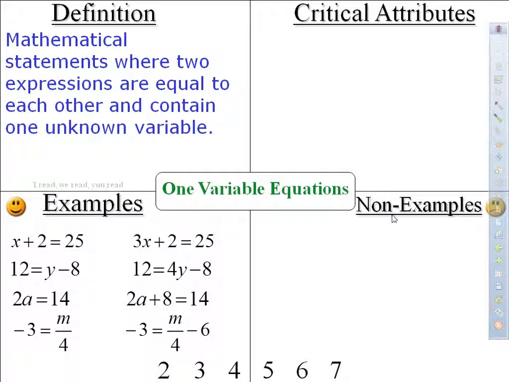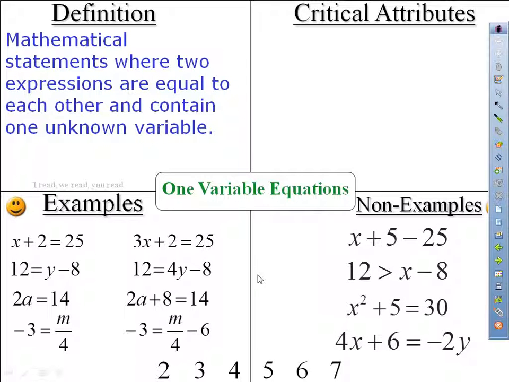Okay? Now, before I go, well, let me go to the non-examples. Copy these non-examples, please. Non-examples: x plus 5 minus 25, 12 greater than x minus 8, x squared plus 5 equals 30, and 4x plus 6 equals negative 2y. Okay, so according to the definition, it says statements where two expressions are equal to each other and contain one unknown variable.